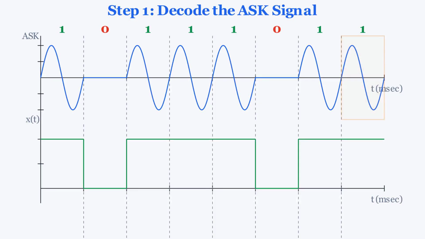The bit duration is exactly 1 millisecond, so the rate of x of t is 1 bit per millisecond, which equals 1 kilobit per second. This is the digital signal that the ASK is carrying.